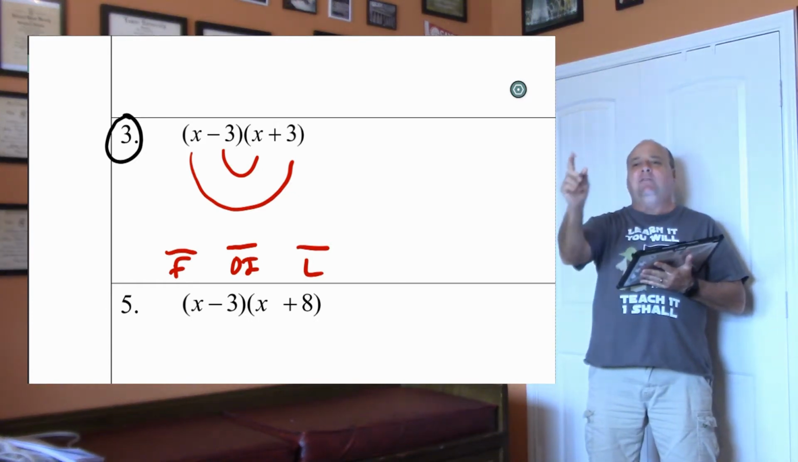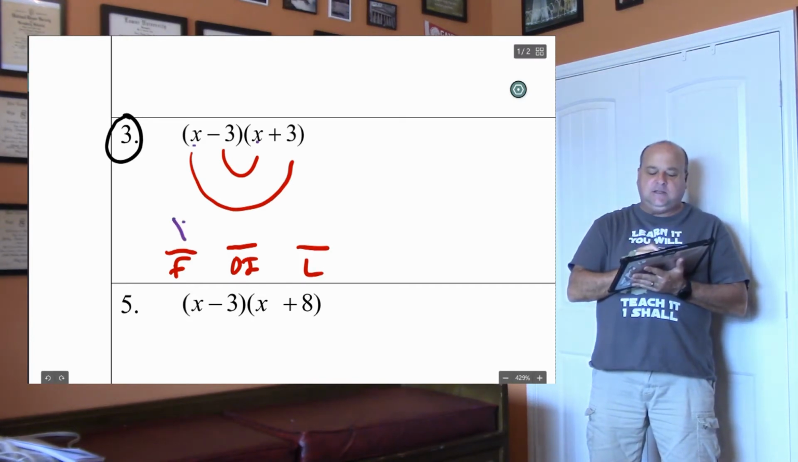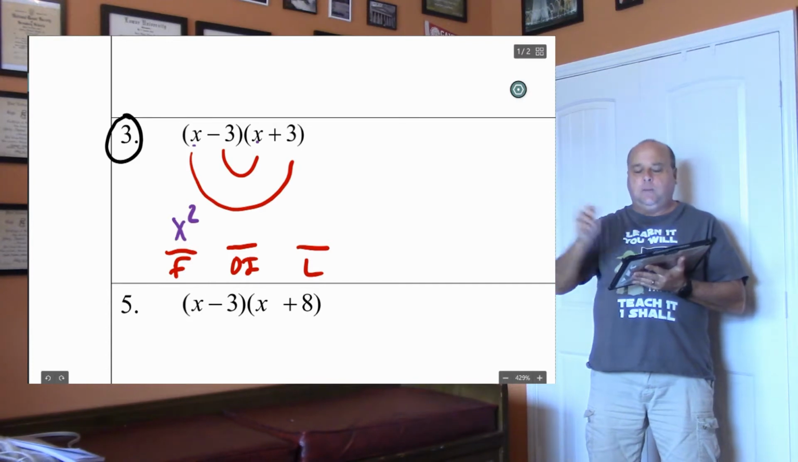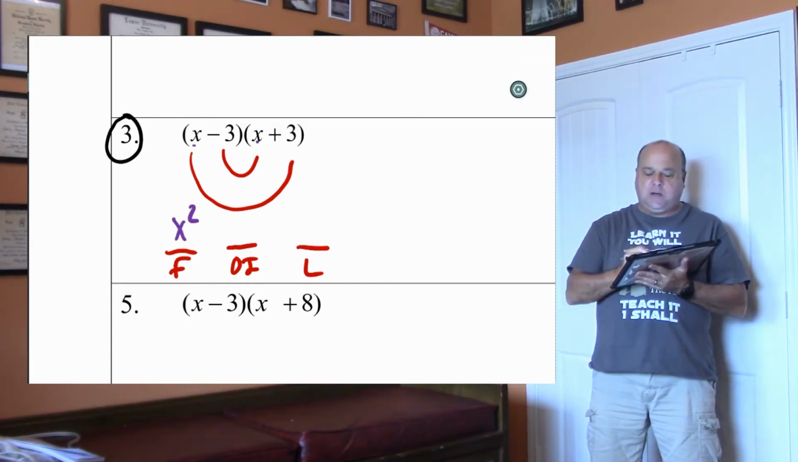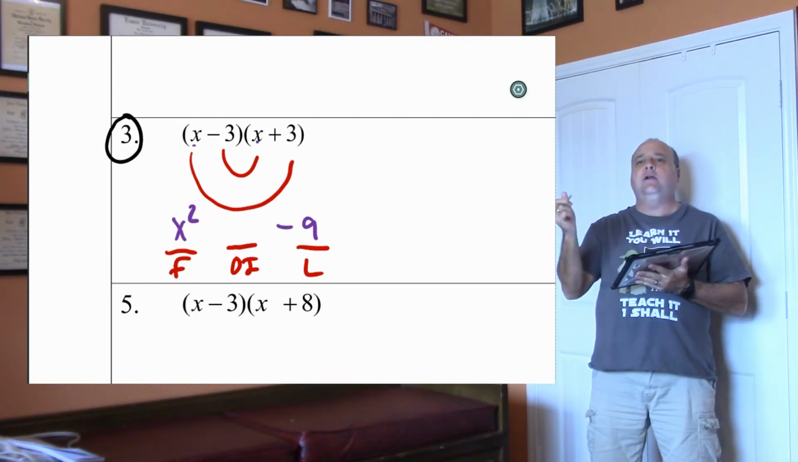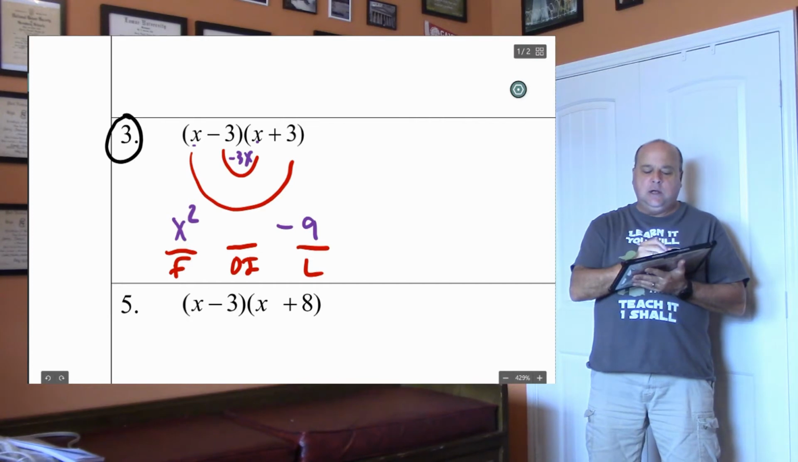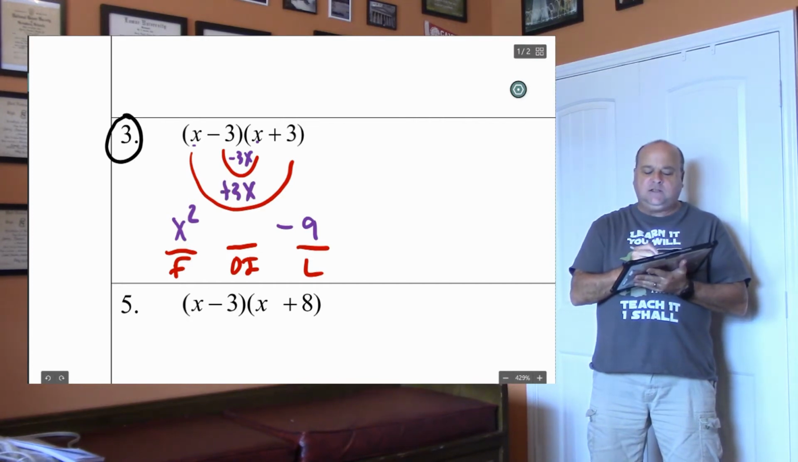Remember, we're going to multiply 4 times. So the first time we multiply will be our first terms. X times x is x squared. Then we multiply the last terms. -3 times +3 is a -9. Now we do our arches. It doesn't matter the order you do your arches. Your inside arch will be -3x. Your outside arch will be +3x.